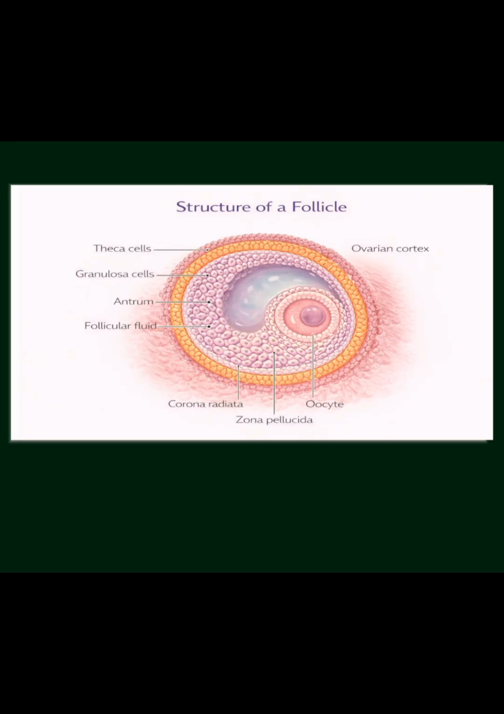To appreciate the anatomy, we need to look at the structure of the follicle, which has the theca cells, the granulosa cells, the antrum, follicular fluid, corona radiata, the zona pellucida, the oocyte itself, and also the ovarian cortex. In this structure, I want us to pay particular attention to the theca cells and the granulosa cells. The theca cells are the outermost layer cells, and the granulosa cells are the innermost layer cells.